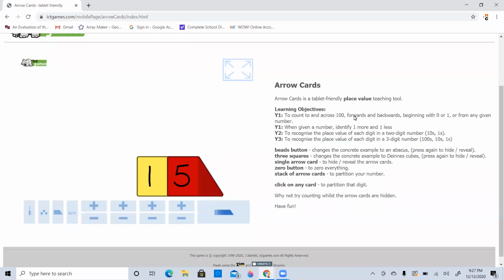Today we're going to talk about place value and what place value actually is. So if you take a look here, we see that this is the number 15. But let's talk about what the 1 and the 5 actually mean, okay? So let's take a look.